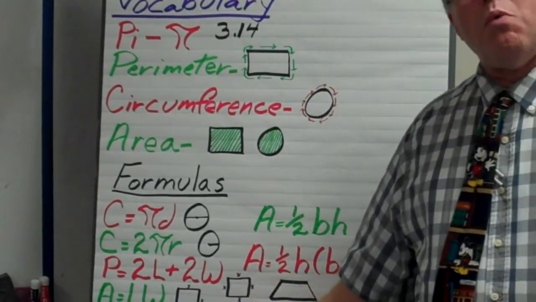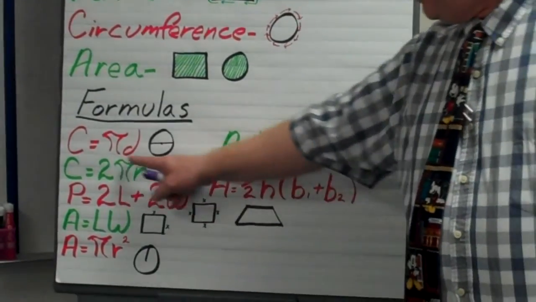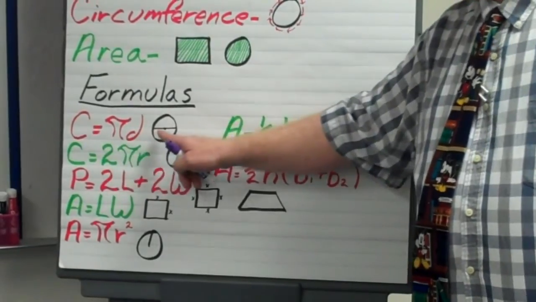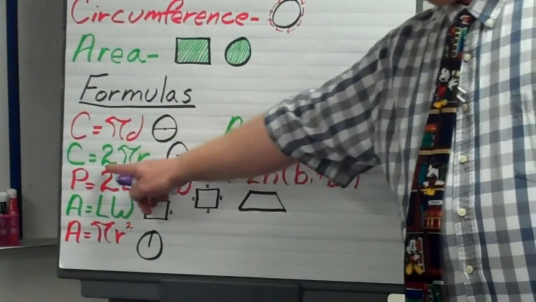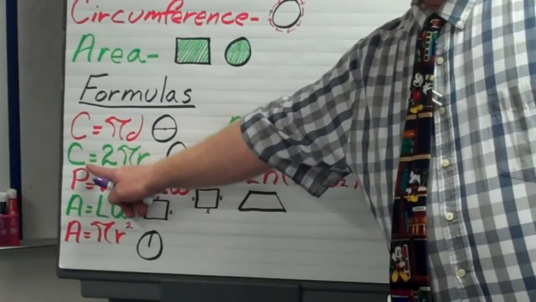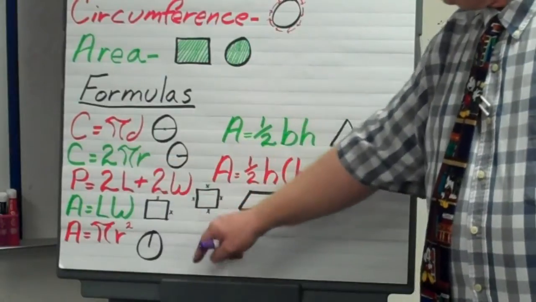Now, the formulas that we want to take a look at, and do take note of these, is C, which stands for circumference, equals pi times diameter. Also, if we don't have the diameter, but we have the radius, C equals 2 times pi times radius.